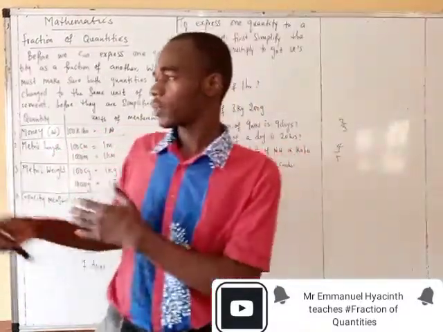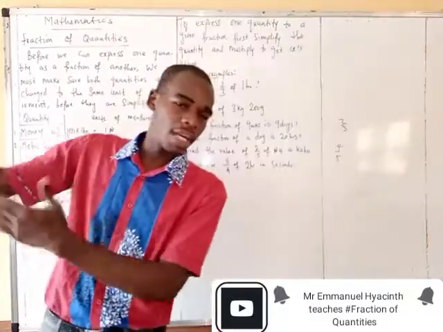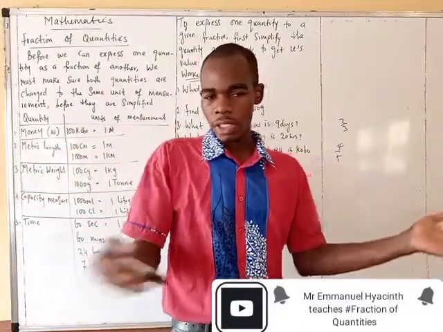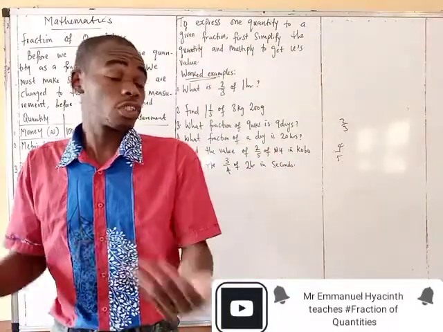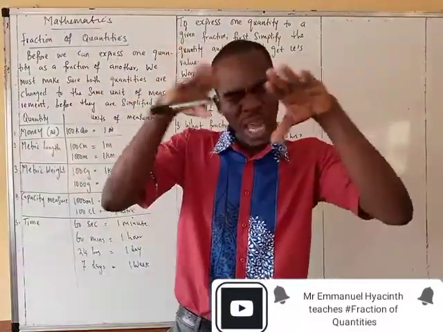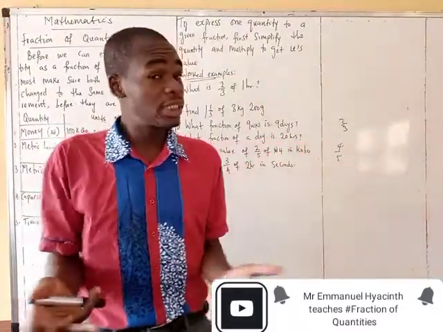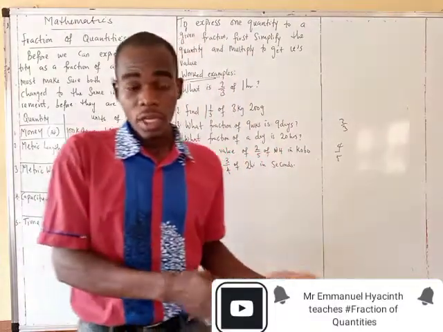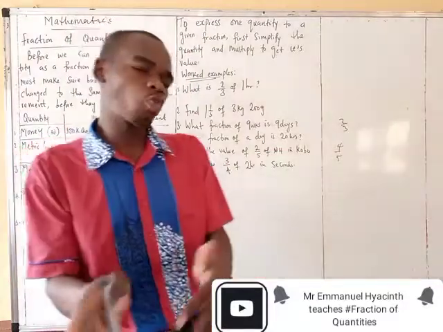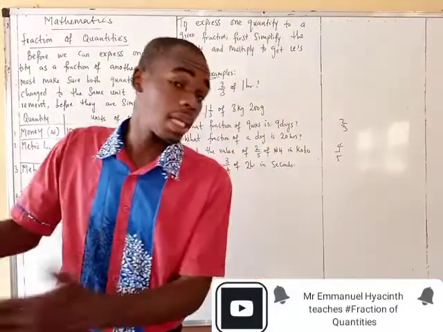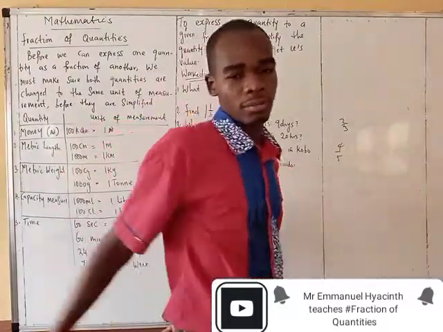We're going to be looking at how, in the same quantity, we have different levels. For example, in time, 60 seconds make 1 minute, 60 minutes make 1 hour, 24 hours make 1 day. These are the different levels in the same quantity. So in every quantity, there are different levels. We're going to look at how we express one level as a fraction of another level, or how we find the fraction of a particular level in that quantity.